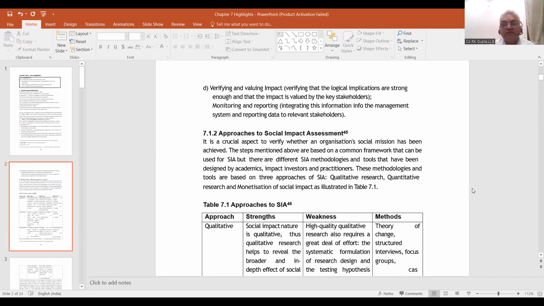Now, what are the approaches? It is a crucial aspect to verify whether an organization's social mission has been achieved. The steps mentioned above are based on a common framework that can be used for social impact assessment, but there are different social impact assessment methodologies and tools that have been designed by academics, impact investors, and practitioners. These methodologies and tools are based on three approaches of social impact assessment: qualitative research, quantitative research, and monetization of social impact. So first is the qualitative research.